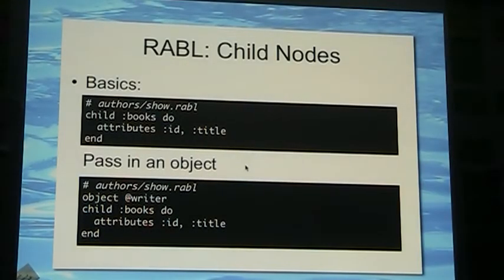And then child nodes. Basically anything in your core object that outputs another object, you can put inside the child. So I go child books. The most basic example is, let's say I'm using it under author, and author has many books. So you can render them all. Let's go to authors.